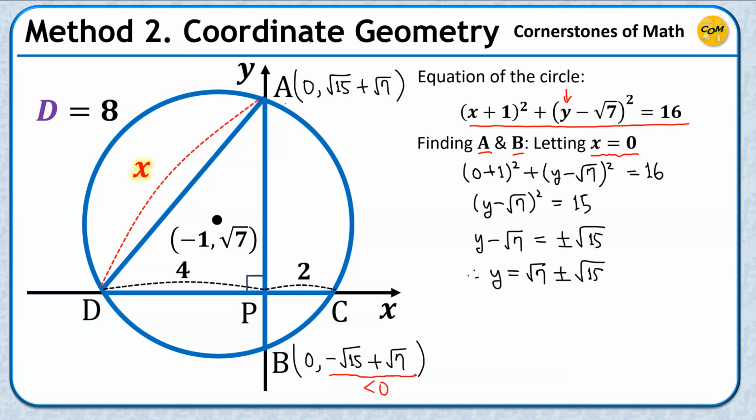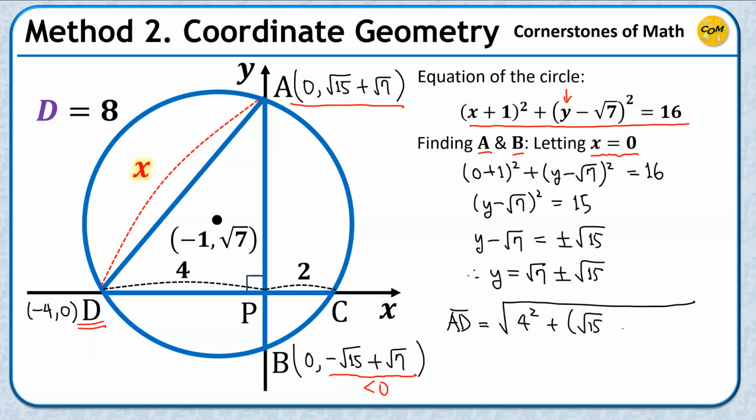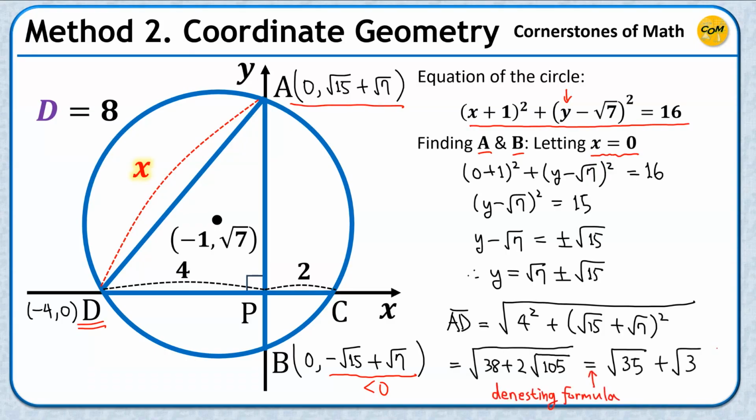Therefore, using coordinates of point A and point D, which is negative 4, 0, the length of AD is given as square root of 4 squared plus (square root of 15 plus square root of 7) squared, which gives the same answer as the previous method.